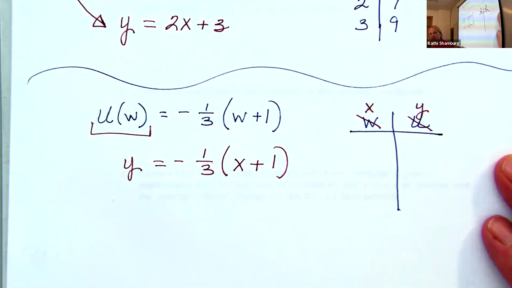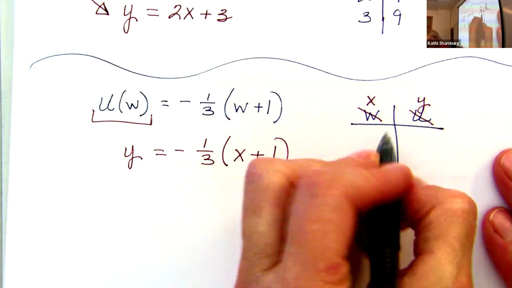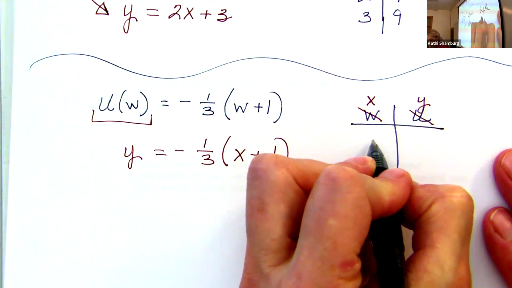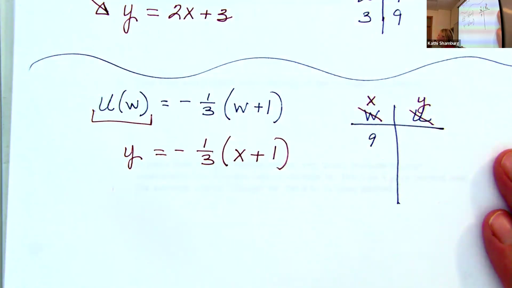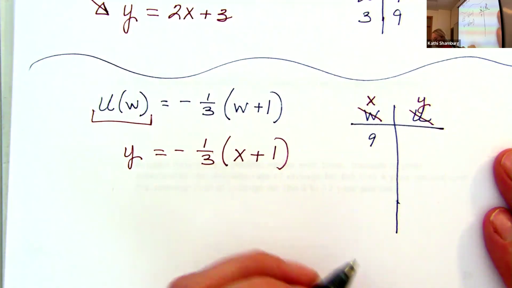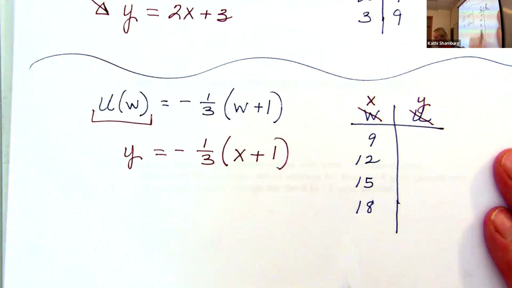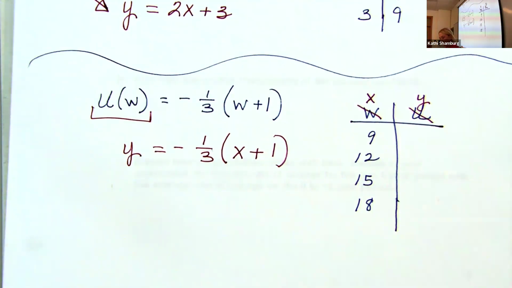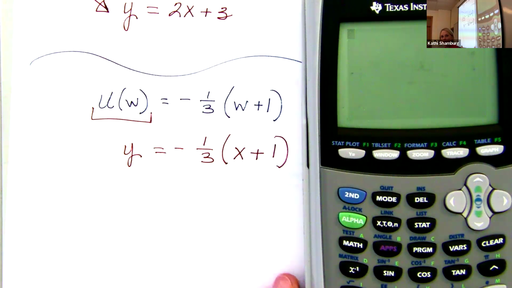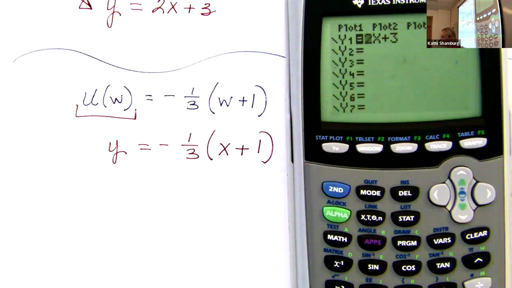Okay. All right, this time I'm not going to start at 0 because we don't always start at 0. I'm going to start at 9, and I'm going to go by 3s. So 9, 10, 11, 12, 13, 14, 15, 16, 17, 18. Okay. All right, so what button do I push to enter my equation? Y equals.